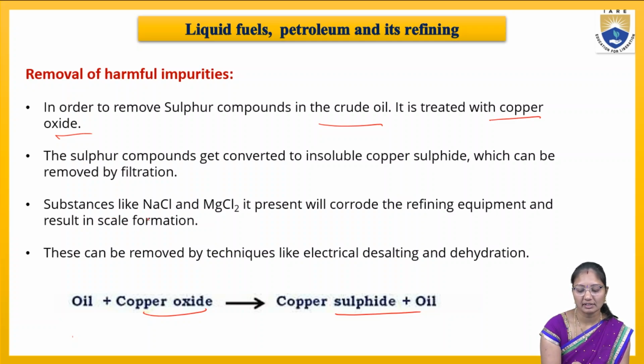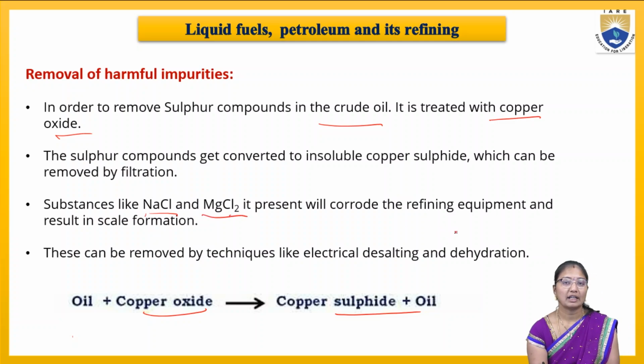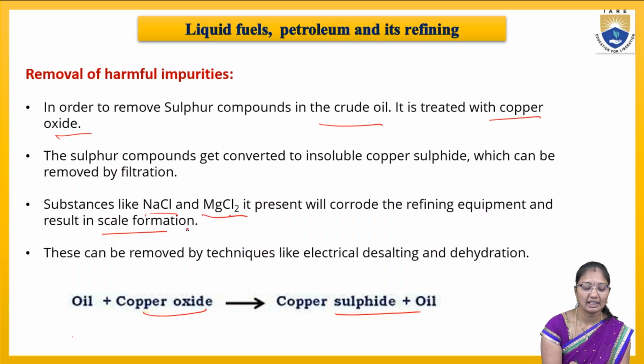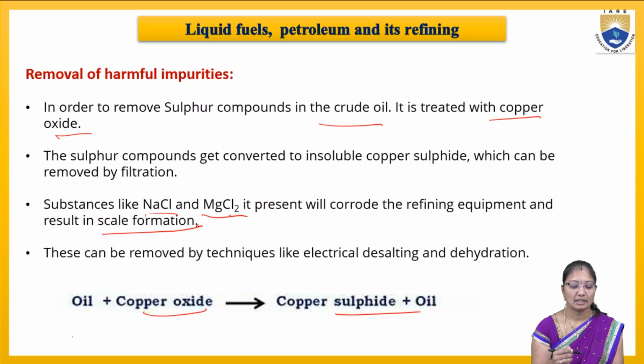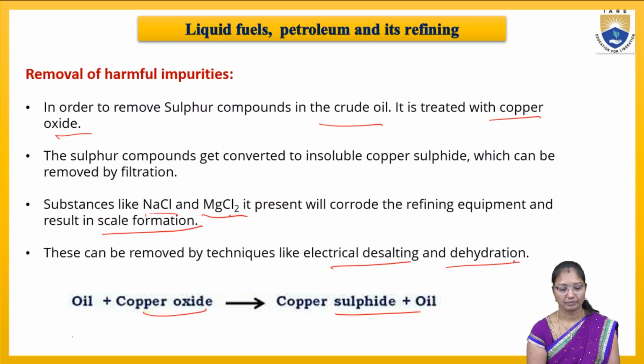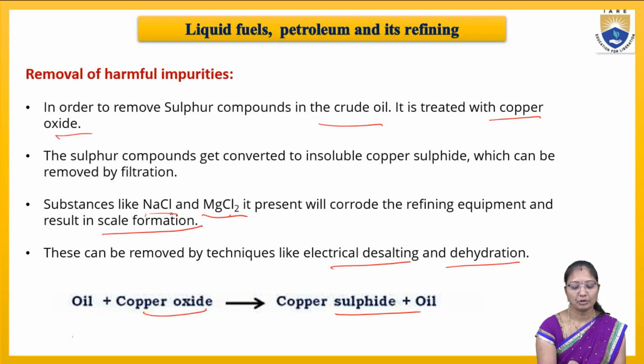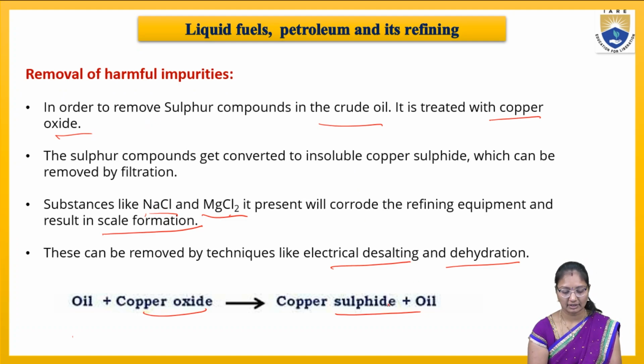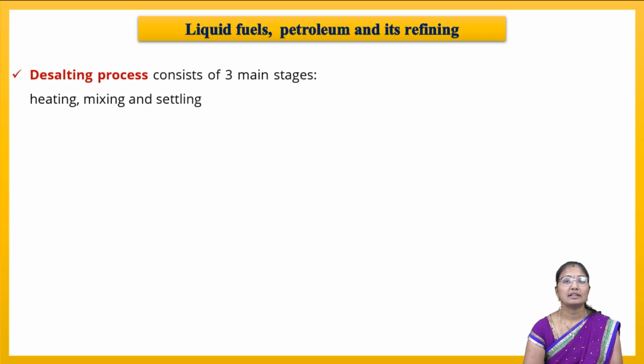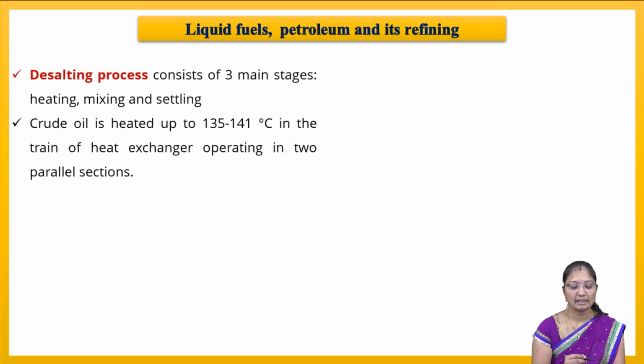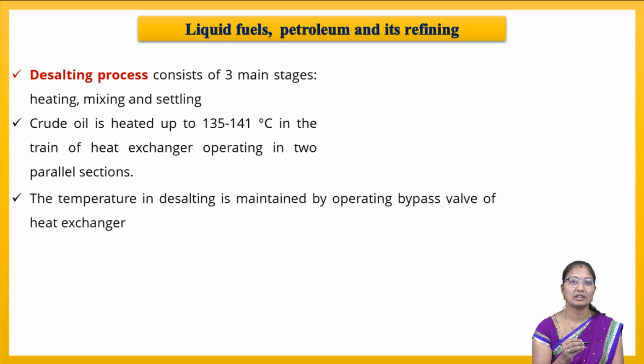Some substances like sodium chloride and magnesium chloride, if present, will corrode the refining equipment and result in scale formation in the refineries. So this can be removed by techniques like electrical desalting and the dehydration process. Here the impurities sodium chloride, magnesium chloride and sulfur can be removed by these techniques. The next step is the desalting process, where most of the materials like suspended solids are removed.